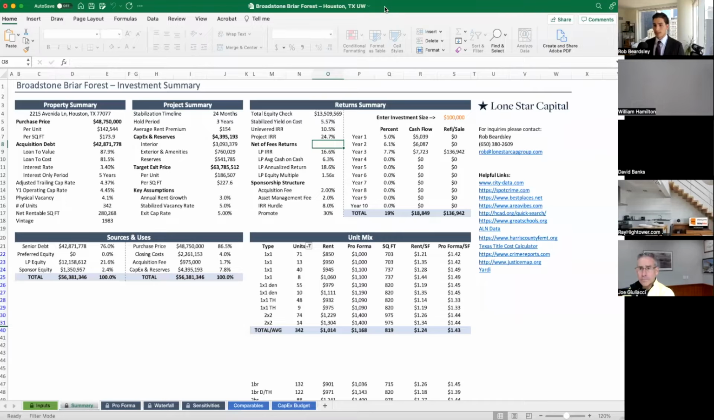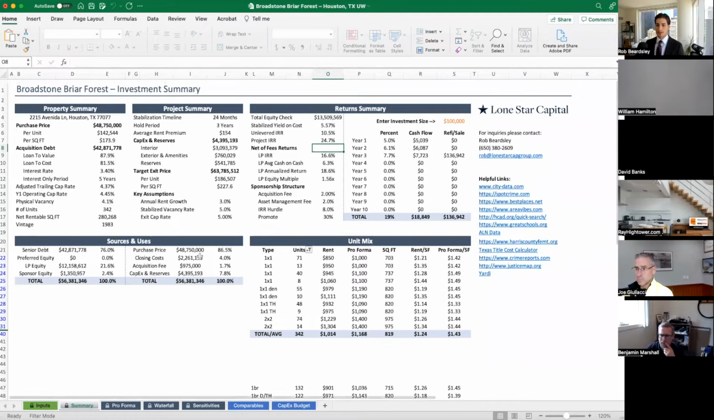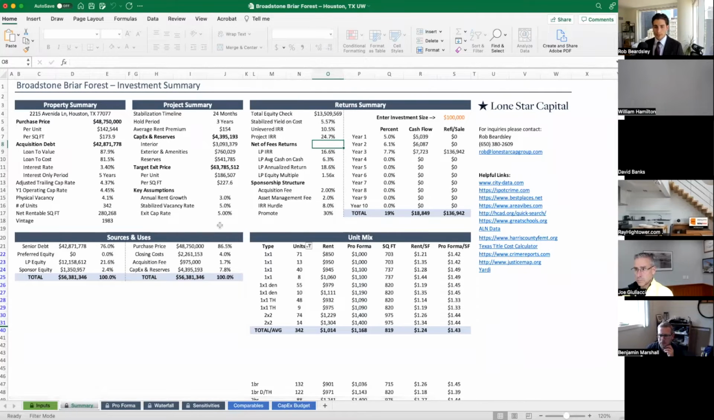And this here is our underwriting model, and it's actually an example deal. So this is a deal, Broadstone Briar Forest, that we closed, I think sometime last month. So this was a really great deal, and I'll be showing you our waterfall, and we'll be kind of deconstructing it and putting it back together.